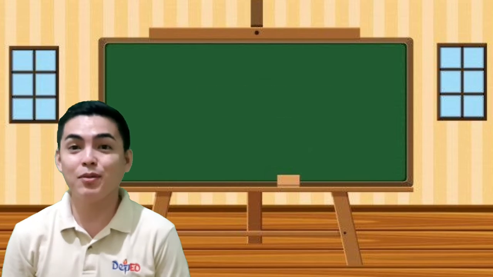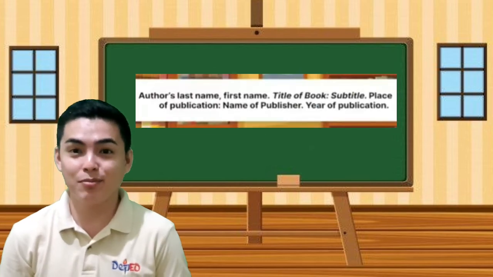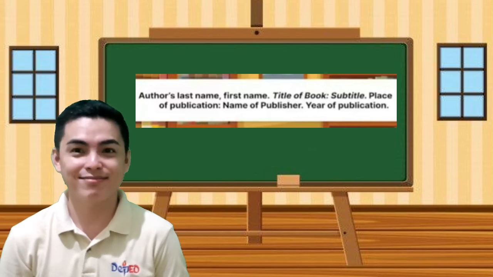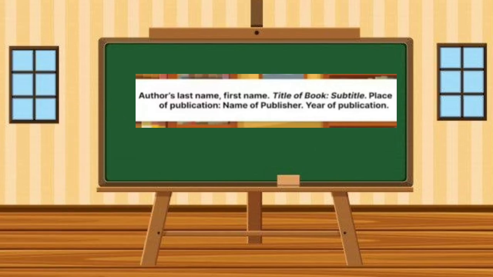Take a look at the format of a bibliography when using a book as a source. It starts with the author's last name, comma, followed by the writer's first name, period, followed by the title of the book, which is in italic form, and then colon, subtitle, period, the place of publication, colon, name of the publisher, period, and the year of publication, period.